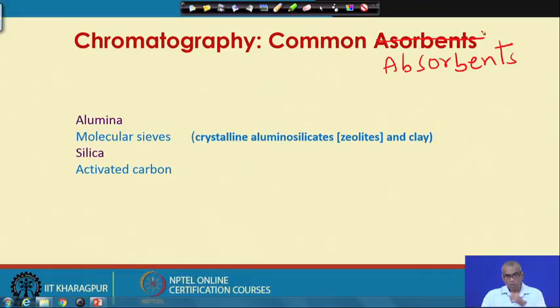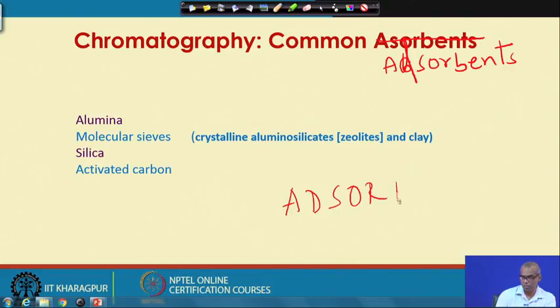Some common adsorbents are alumina, molecular sieves, silica, activated carbon. So, alumina, molecular sieves, these crystalline aluminosilicates, zeolites and clay, silica and activated carbons are commonly used adsorbents in the column.